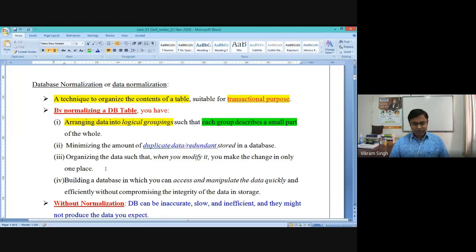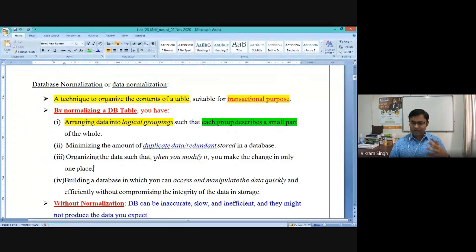Similarly, if we have duplicate values and the normalization process reduces them by splitting into different subtables or different tables, it naturally makes it suitable to modify.